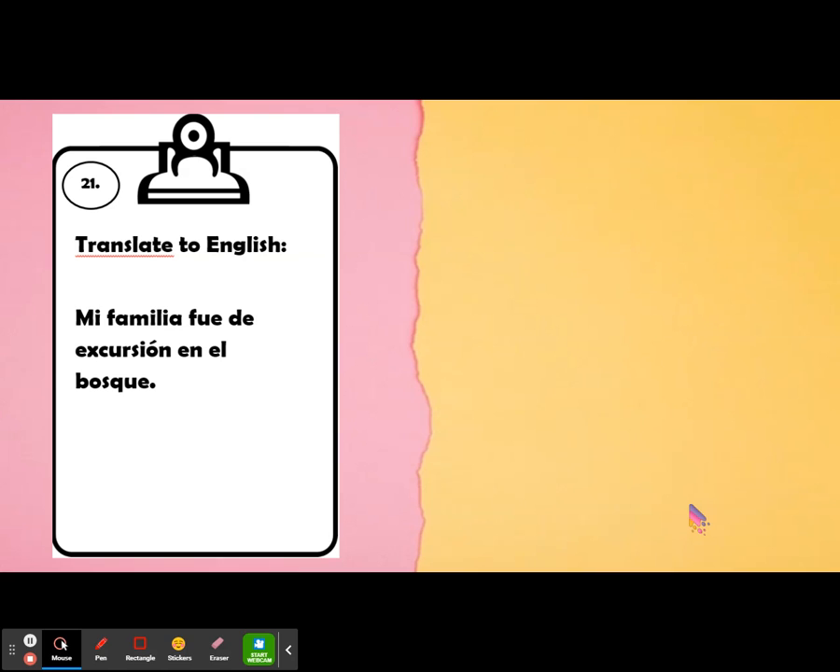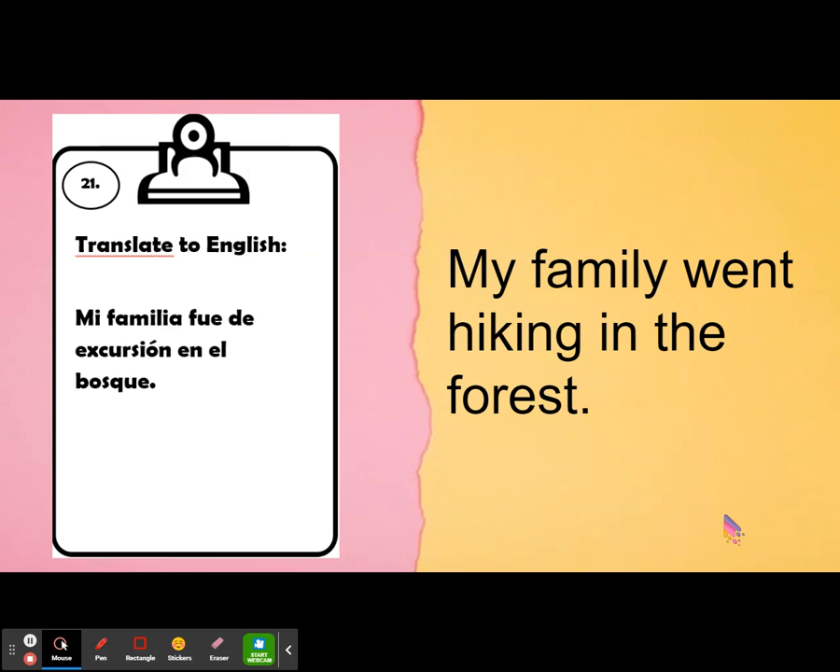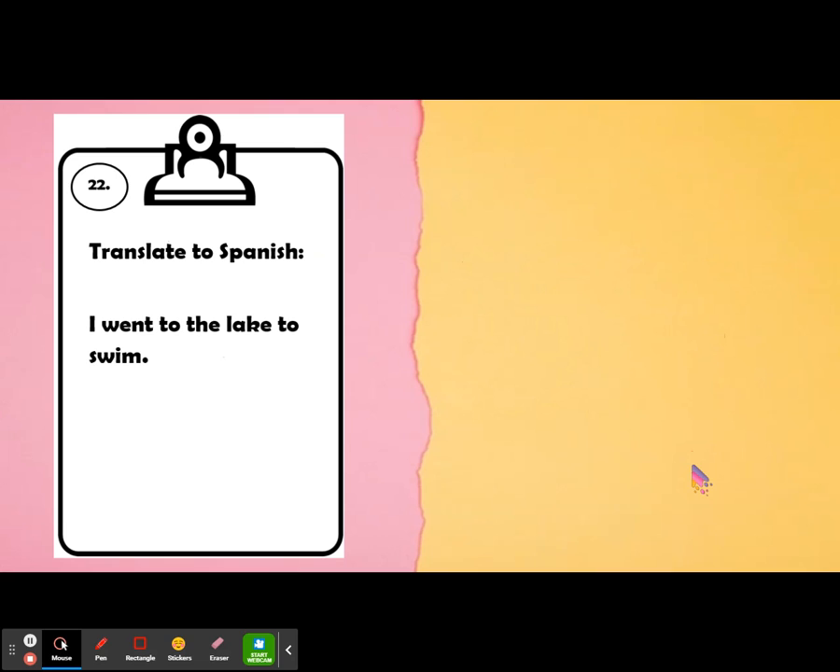All right, translate to English. Mi familia fue de excursión en el bosque. All right, and my family went hiking in the forest or the woods, whatever one you put, it's fine. Number 22, translate to Spanish. I went to the lake to swim.